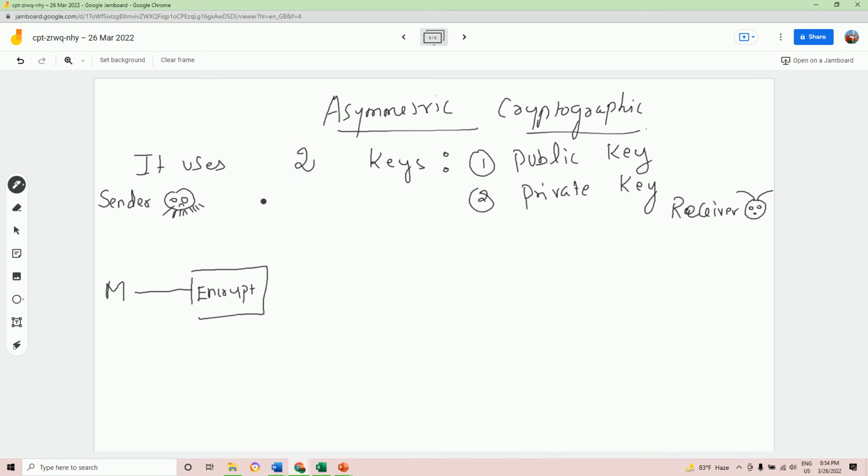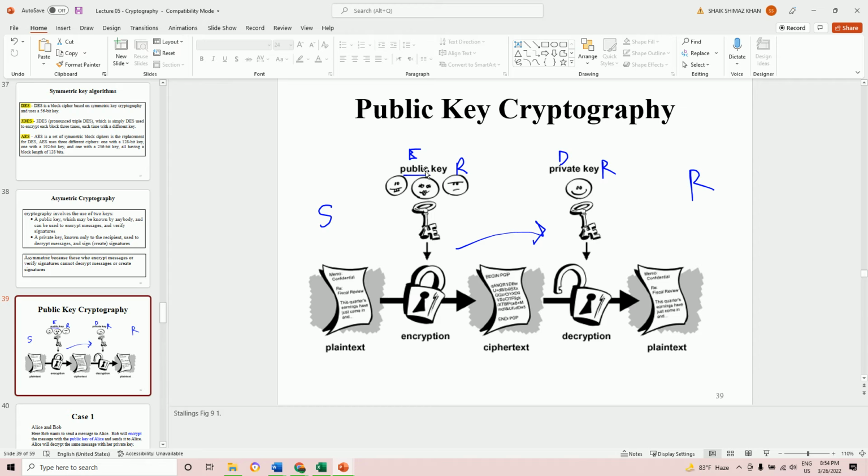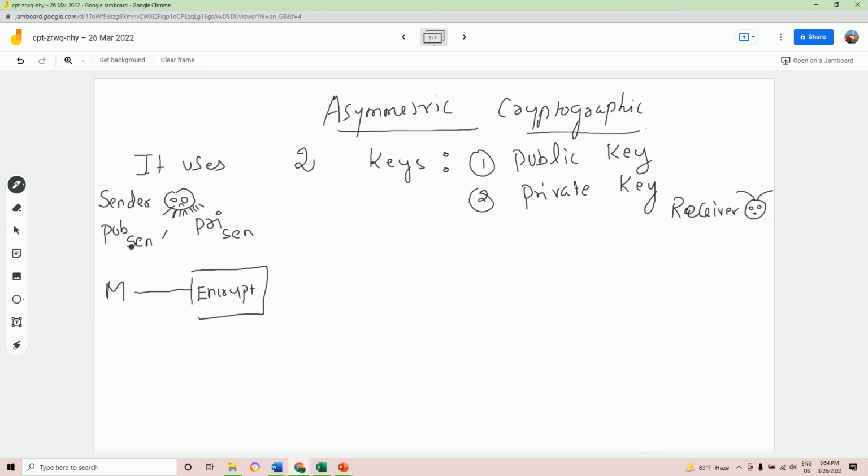Okay, so the sender would have a public key of the sender, then a private key of the sender. Please understand, here they are writing it like this, but this is a good convention: PUB, public key of sender, private key of sender.